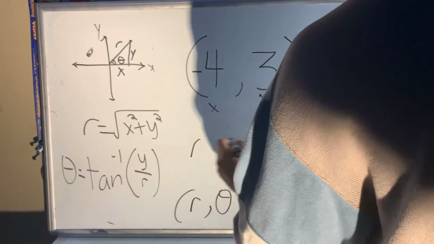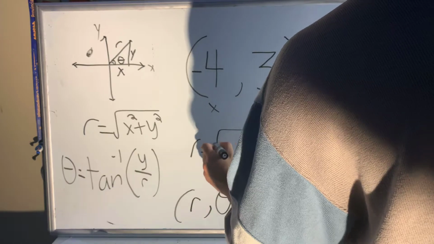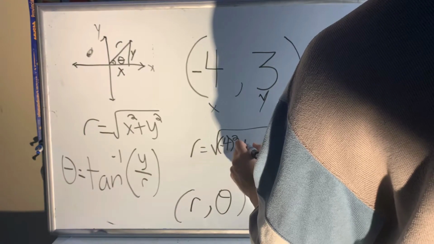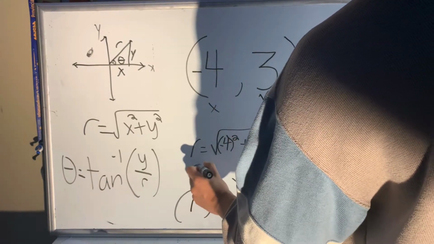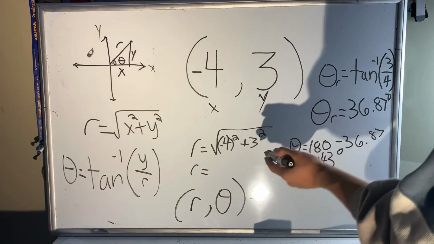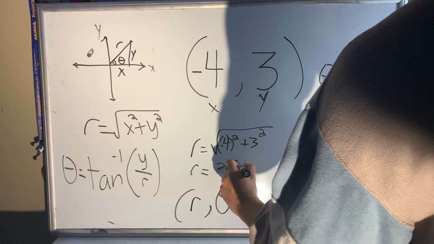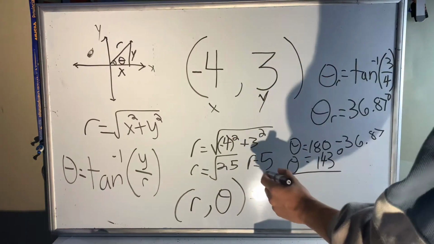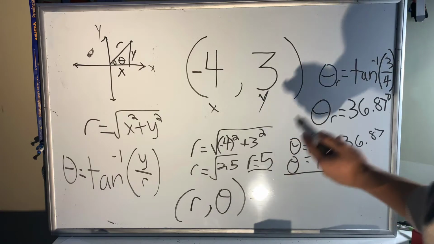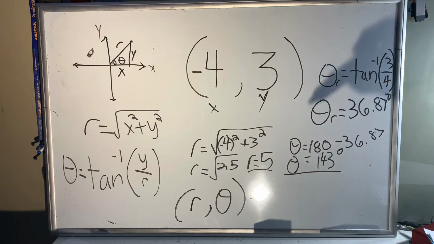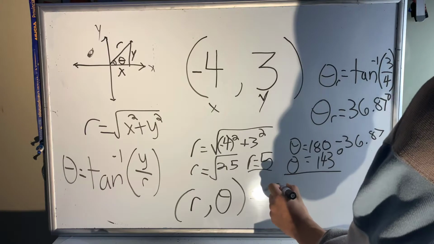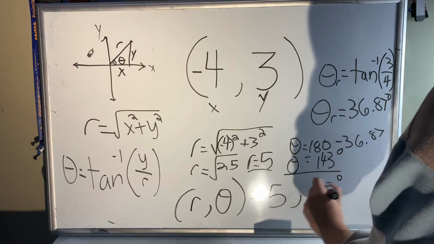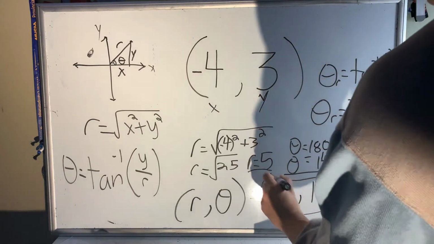Let's find the radius. Negative 4 squared plus 3 squared. You could already look ahead. This would be 16 plus 9, which is root 25. Root 25, r equals 5. So, underline that. We have r and we have theta. That's all we need for a polar coordinate. So therefore, our polar coordinate would be 5 and 143 degrees. We have just converted rectangular to polar.